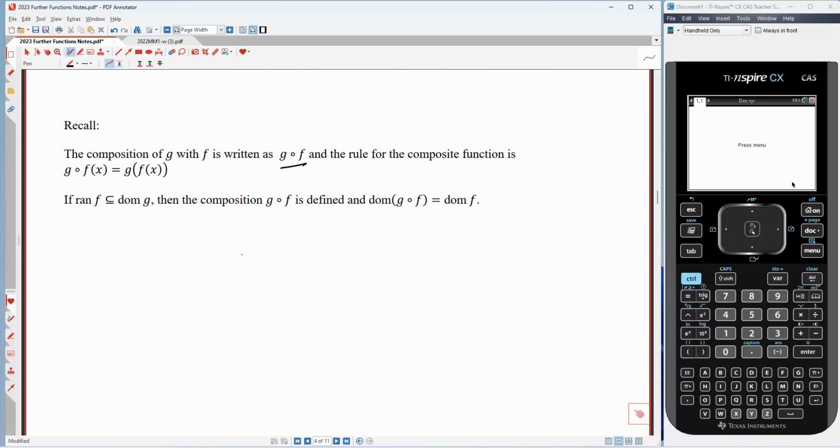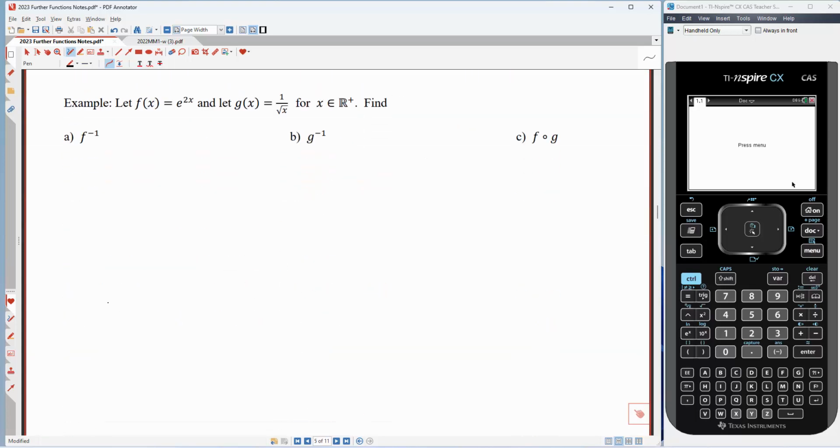Alright, so that's just summarizing those definitions, g of f, and if it's written the other way around, f of g, okay, is f of g of x. So just watch out for that notation this year.